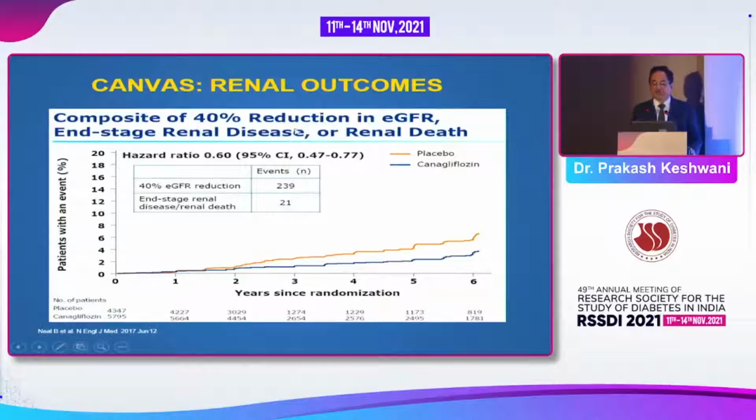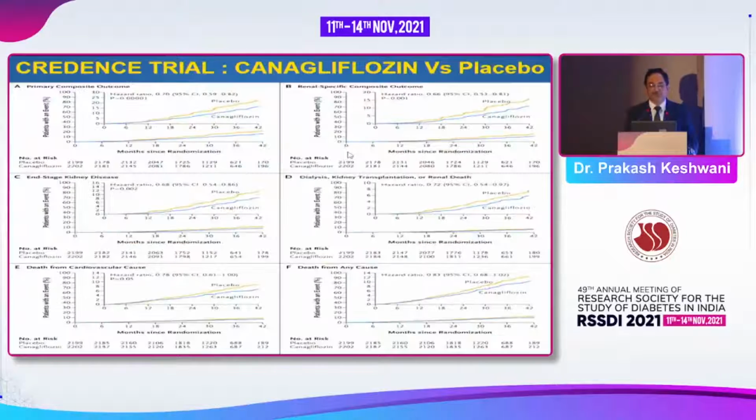The composite of 40% reduction in eGFR, end stage renal disease or renal death was found to be reduced with this drug. The CREDENCE trial showed that the primary outcome was related to renal progression in diabetes, and it was again found to be much beneficial in patients with diabetes with kidney disease or diabetic nephropathy. The progression of the renal disease was found to be quite decreased, including development of end-stage kidney disease, the replacement therapy for dialysis, or death because of renal cause. The cardiovascular outcome was also found to be beneficial in these patients.